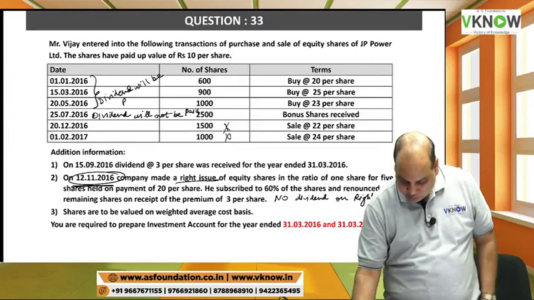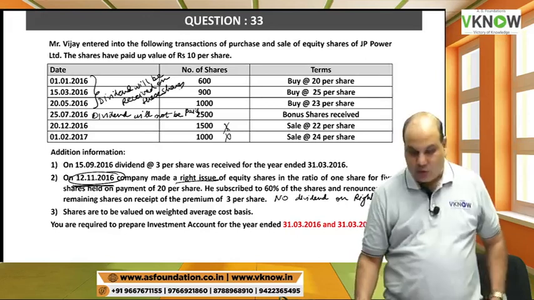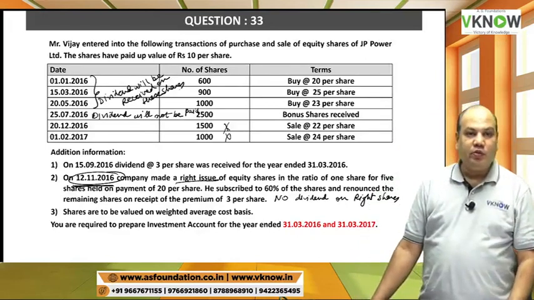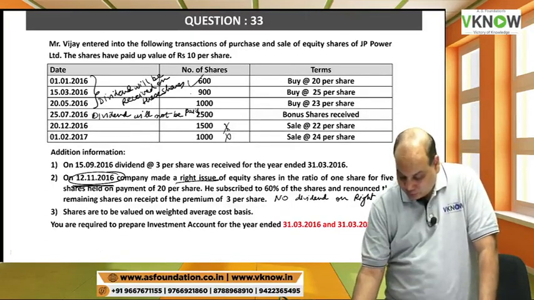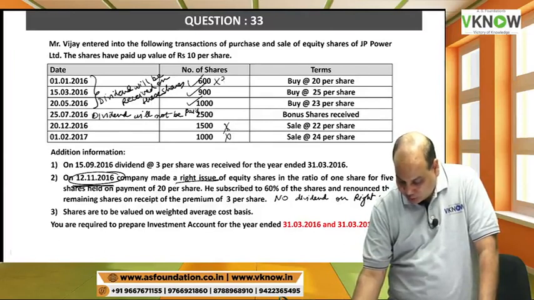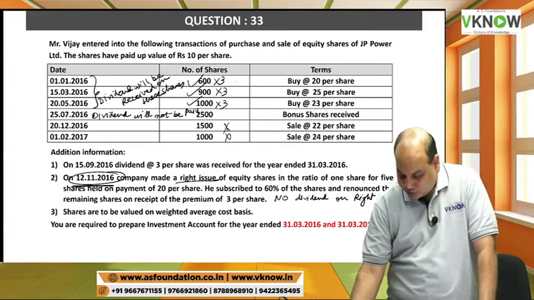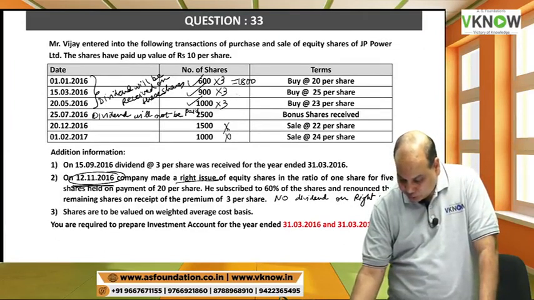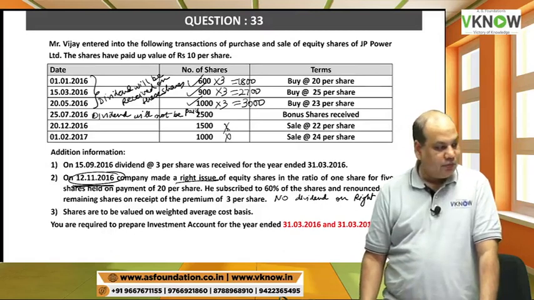Dividend will be received on these three shares only. So that is 600, 900, 1000. 600 into 3, 900 into 3, and 1000 into 3. So the investor will receive dividend 1800, 2700, and 3000. Forget the rest.